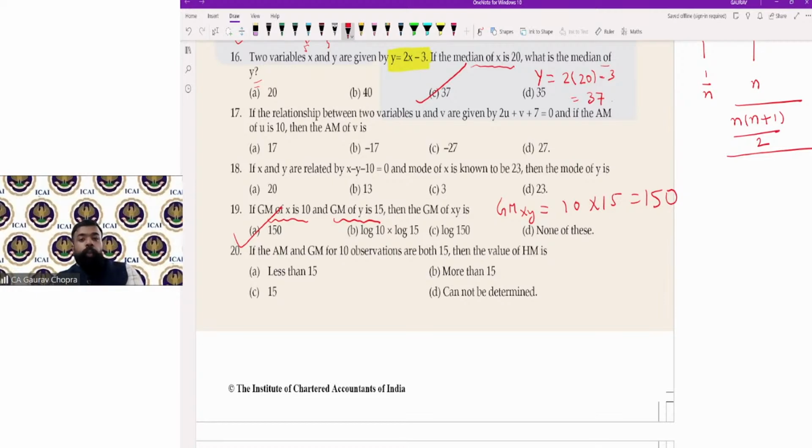Now, 20, if AM and GM for 10 observations are both 15. Since these two values are already equal, AM is 15, geometric mean is 15, then what will be the harmonic mean? So, harmonic mean will also be 15. We can try this with the formula as well. If you simplify this, you will get HM as 15. Since AM and GM are equal, HM will also be equal.